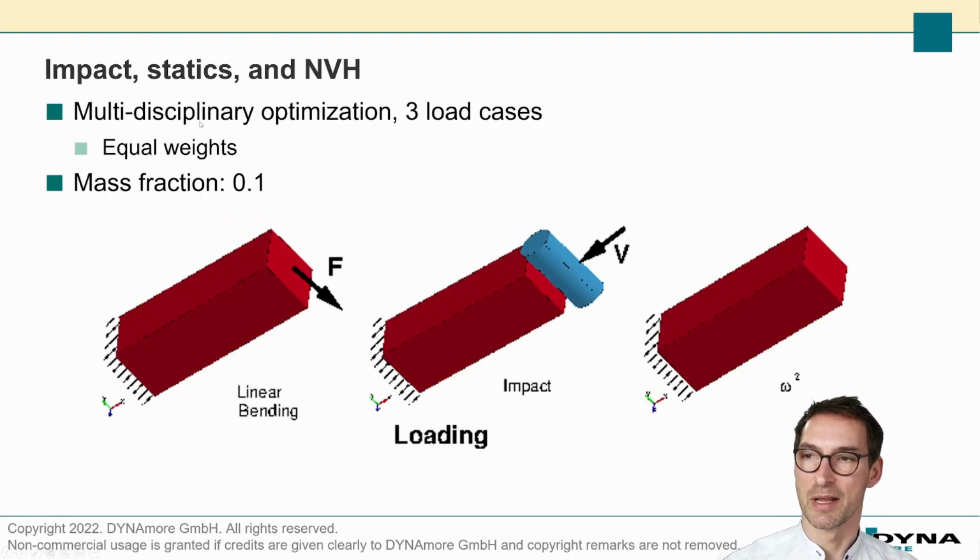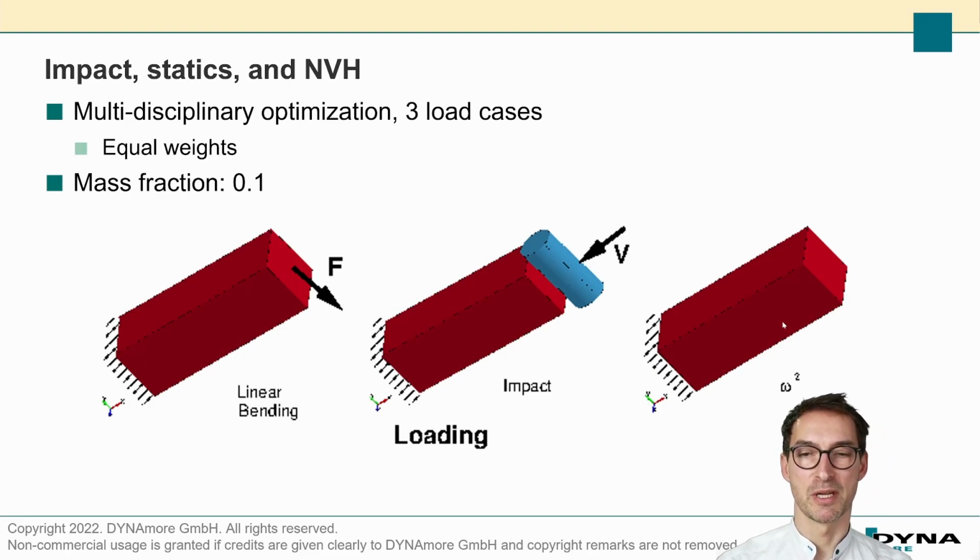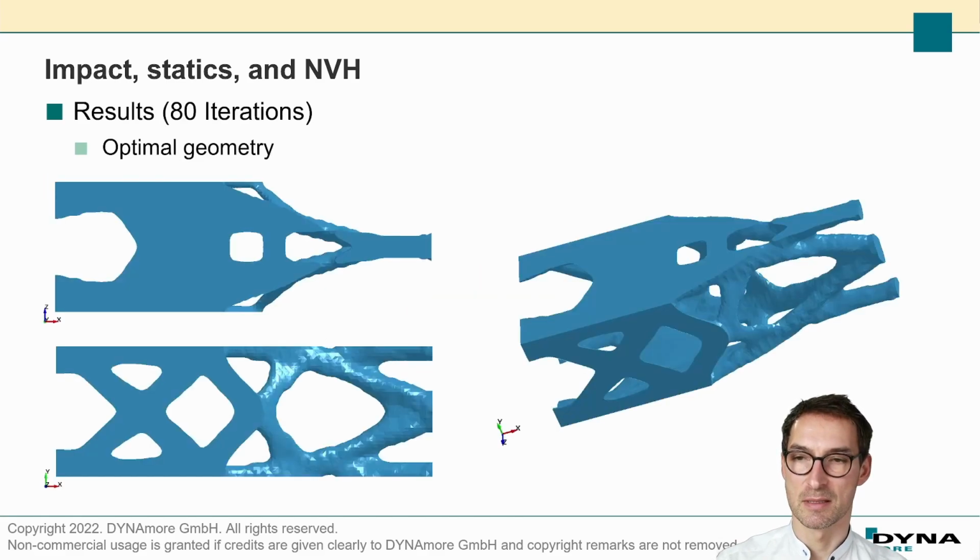Next example is related to impact statics in GmbH. So what we're going to do here is optimize a shape with a couple of load cases at the same time. So we have linear bending, we have an impact loading, and we have an eigenfrequency problem. And we want to have a shape which matches criteria for different load cases. So this is the result. So the load is here.